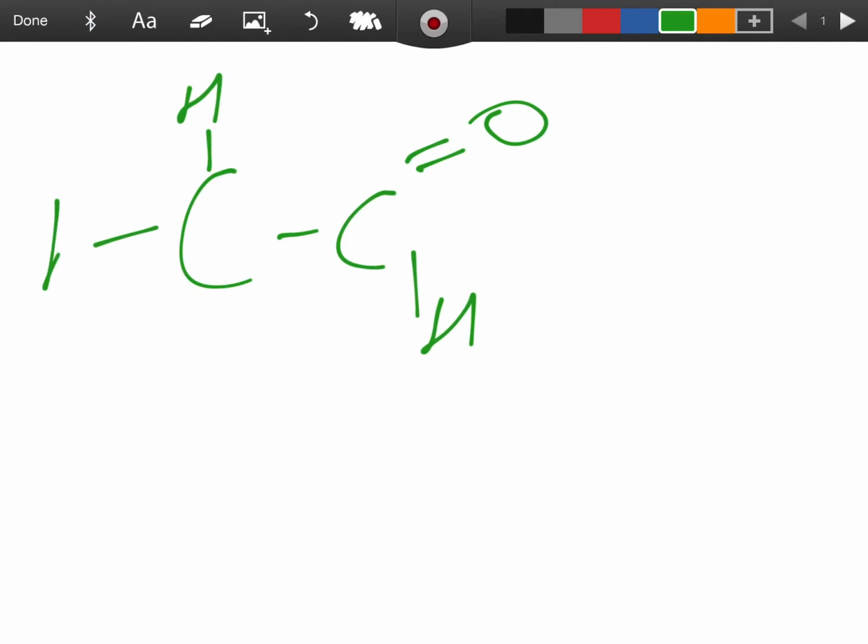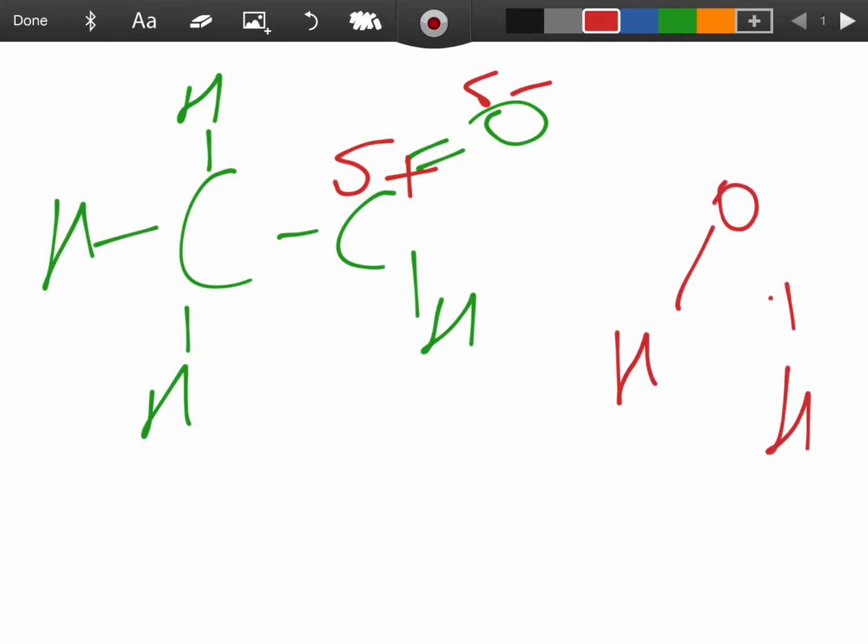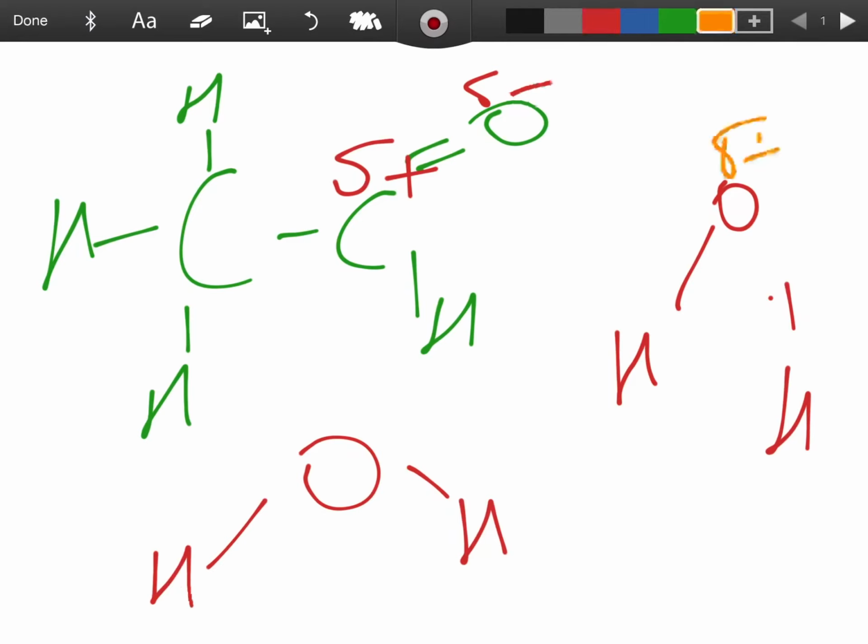Now what about if you put something like ethanal into water? Would there be any interaction between the ethanal and the water? Well, remember, this is slightly positive, this is slightly negative. If I draw a couple of water molecules, this is solubility now. Don't mix up boiling point. What determines boiling point is the type of intermolecular force between the molecules and the size of the molecule. What determines solubility is whether there would be an interaction between the molecule of ethanal and the water.